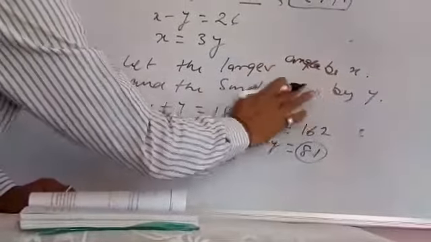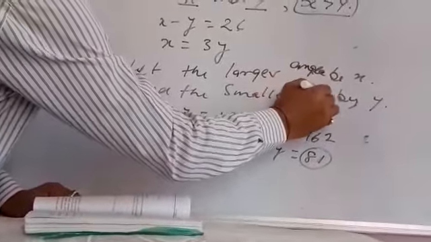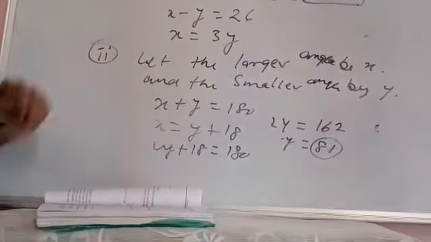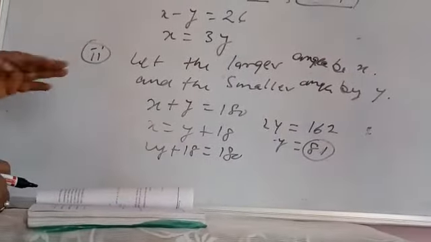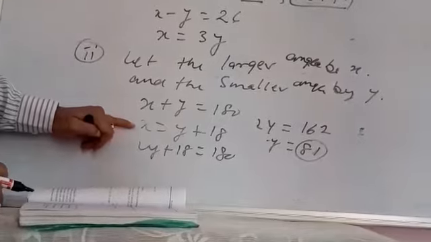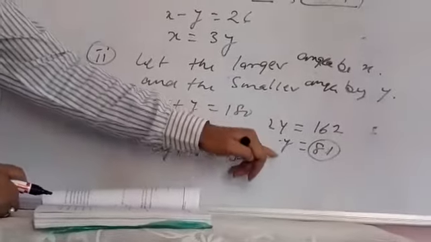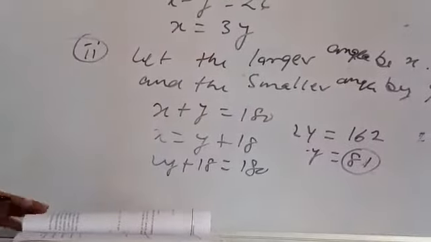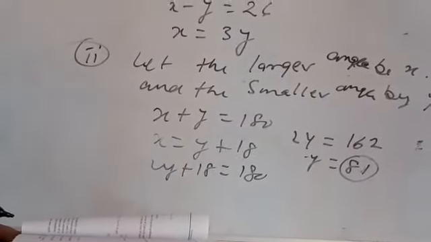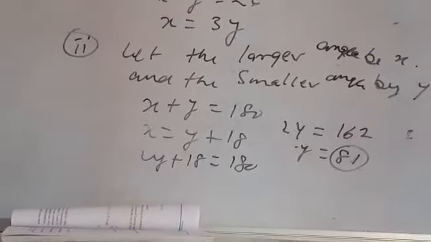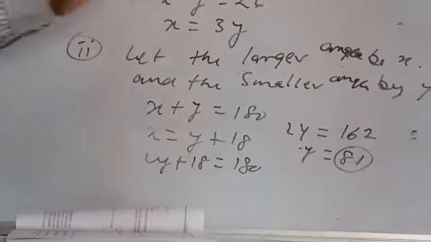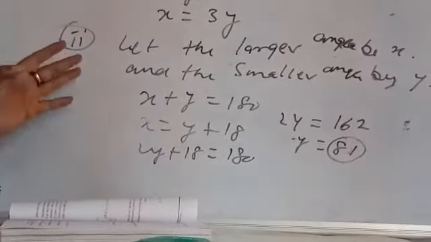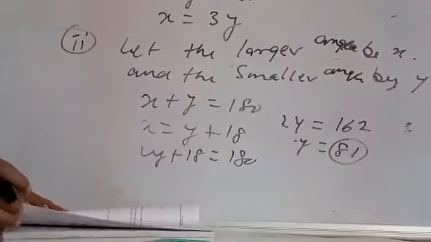The x here is the smaller angle and y is the larger angle. x plus y is equal to 180, supplementary, as it is given. This comes from the second condition, and once the value of y is obtained, the value of the smaller angle is obtained. So finally you will write that the smaller angle is 81 degrees and the larger angle is 99 degrees, and this finally satisfies the condition.